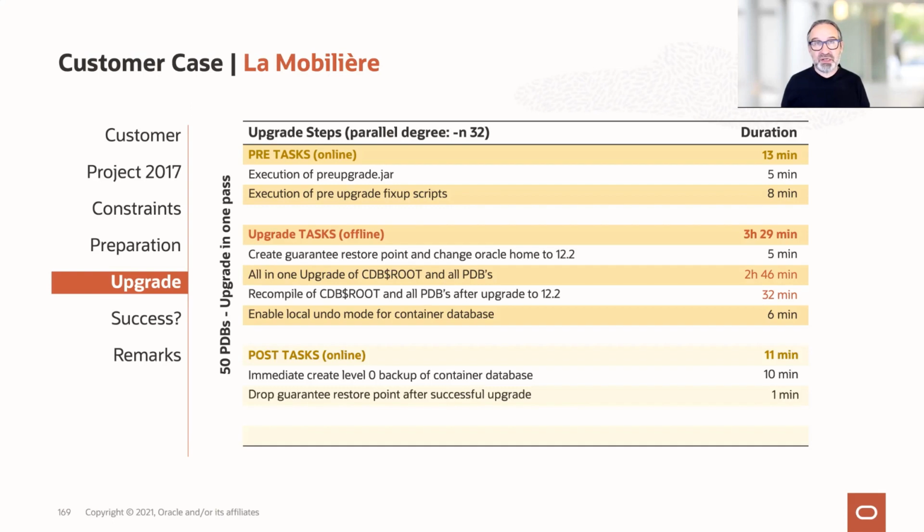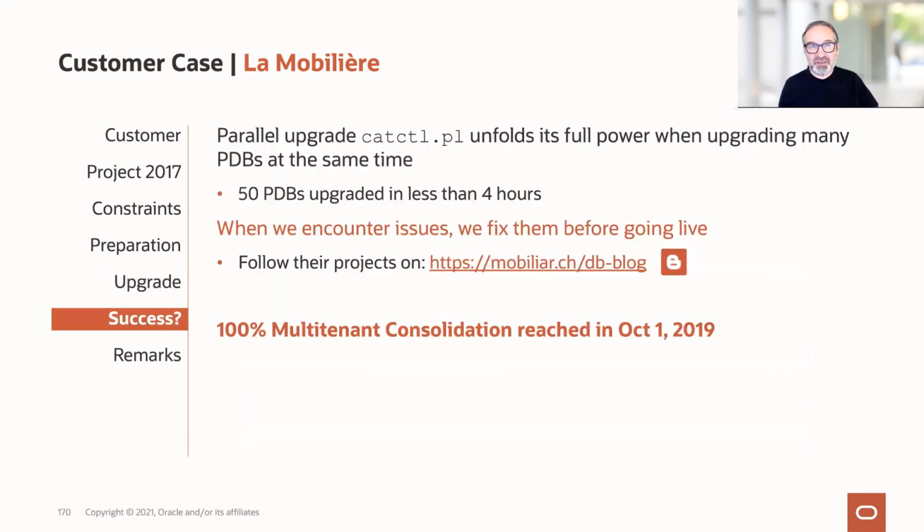And then the post tasks, as we said before, you are now in a new environment, you need an immediate level 0 backup of the entire container database. It took 10 minutes, then drop the restore point, and that's it. Altogether, less than 4 hours. Now try 50 database upgrades in 4 hours. No, it's not so easy. Okay, with AutoUpgrade, you could do that if your machine is very powerful, but this is also very, very smart, actually.